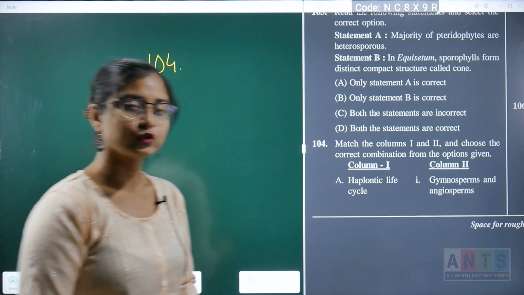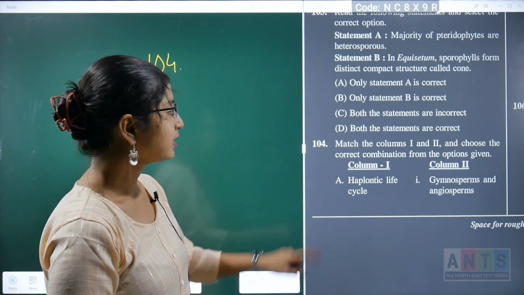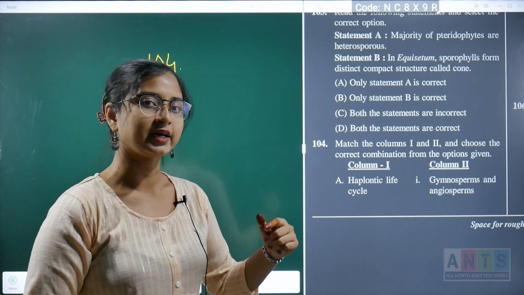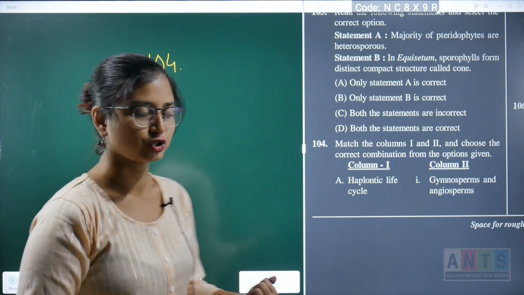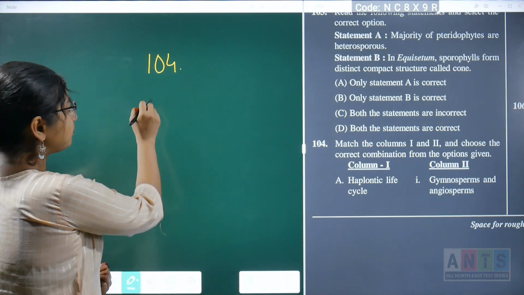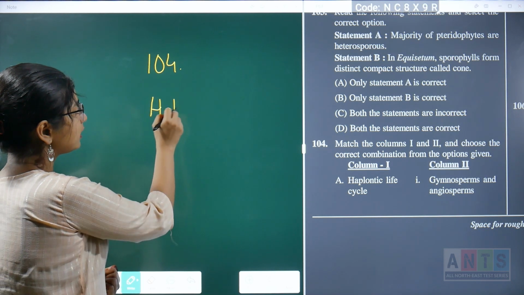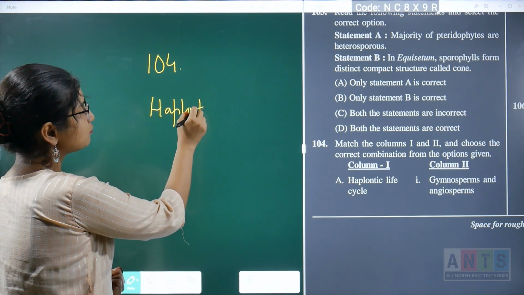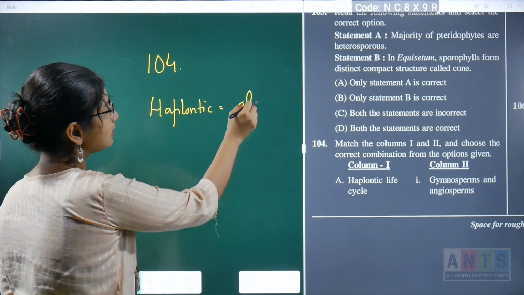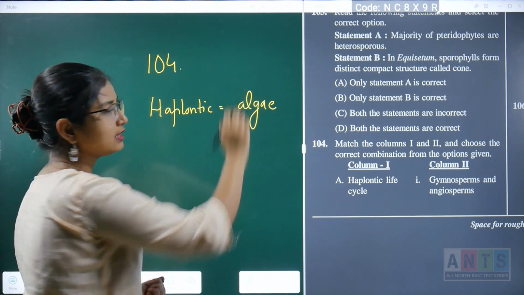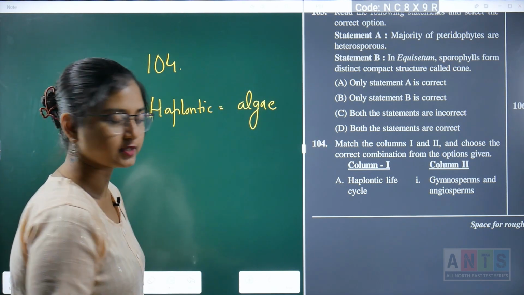Now question number 104 is a match the following question, जिसमें life cycles को उनके respective plant groups के साथ हमें mix and match करना है. तो haplontic life cycle is observed mostly in case of algae. तो majority of algae, they tend to show haplontic life cycle.